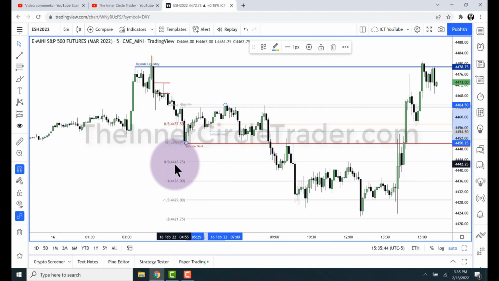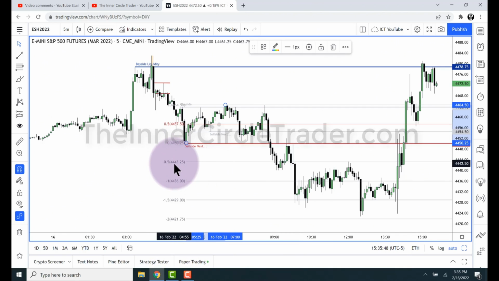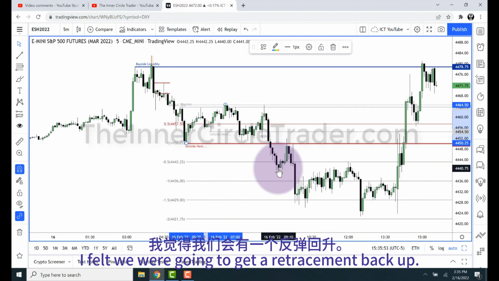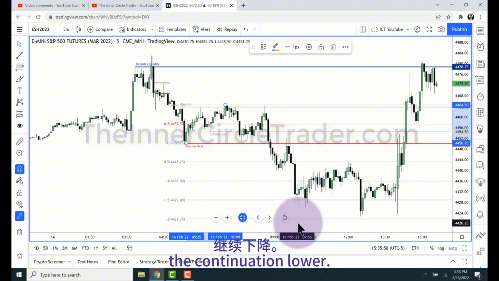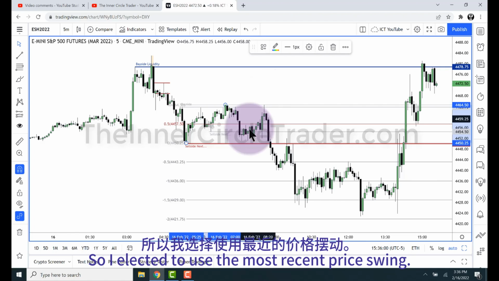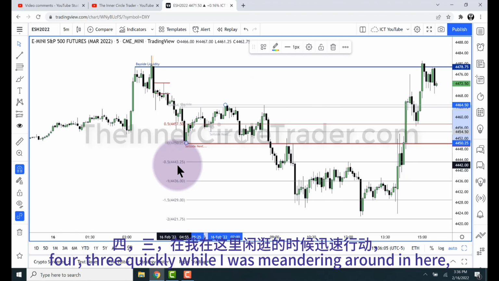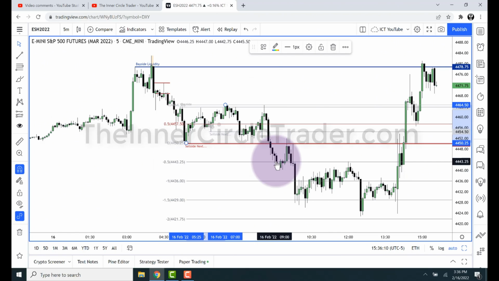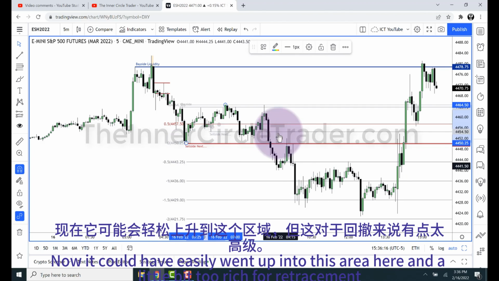So, negative 0.5 standard deviation comes in at 4443 and a quarter. And I just didn't feel comfortable. I felt we were going to get a retracement back up. I didn't want to sit through that and the continuation lower. So I elected to use the most recent price swing. In my mind, I was thinking if it can trade to 443 quickly while it was meandering around in here, I didn't like all this pausing. That's one of the indications that was likely to lead to this retracement back up into this low. Now, it could have easily gone up into this area here.